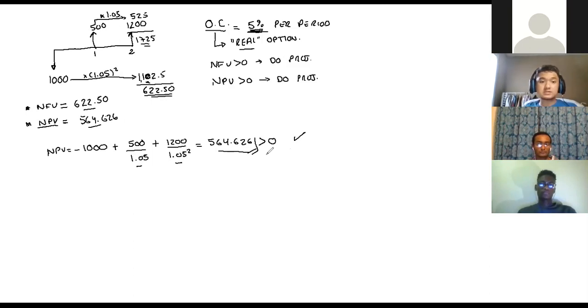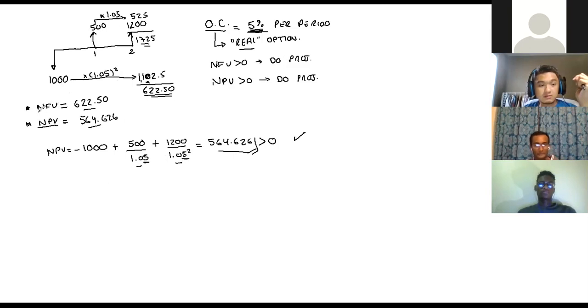Yes, why doesn't NPV account for opportunity costs? Yes, it accounts for opportunity cost here. The opportunity cost is here in the discount rate. Okay, so the easy way to understand is really with the net future value.